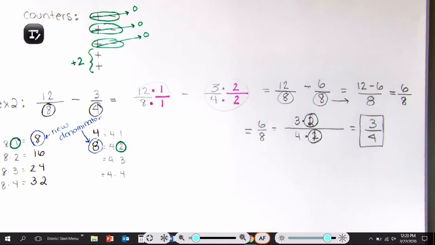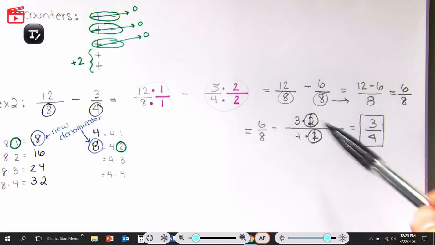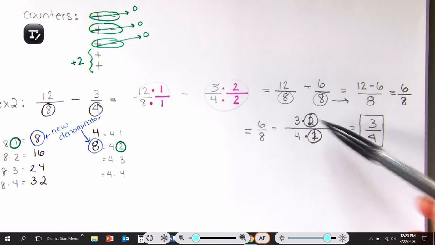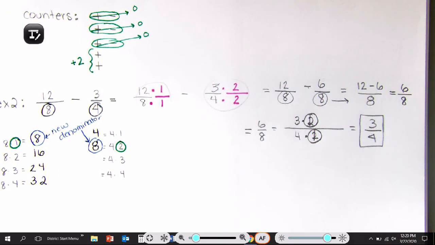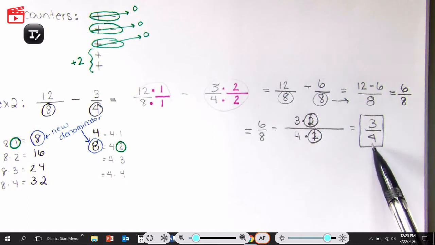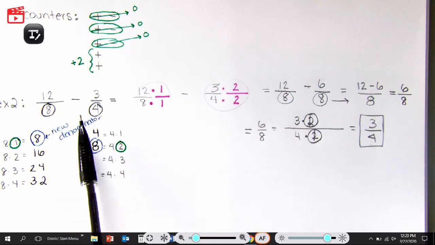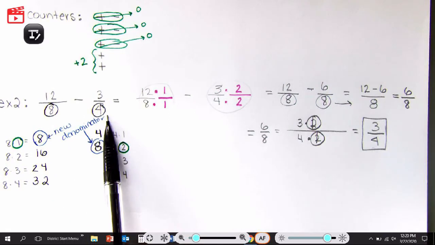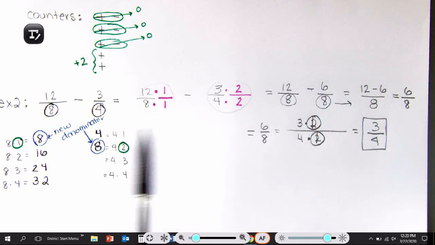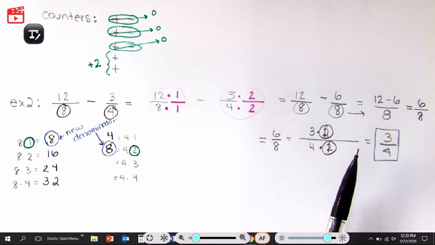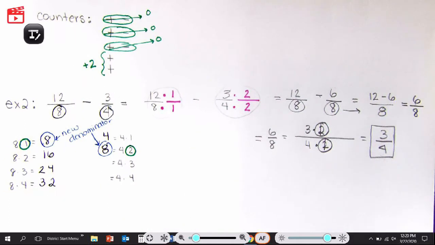Now you may need to do this multiple times. So if here you wrote down factors that could be factored further, then you could potentially need to do simplifying again. So 12 eighths minus 3 fourths is equal to 3 fourths. Okay, guys, let's do another example.